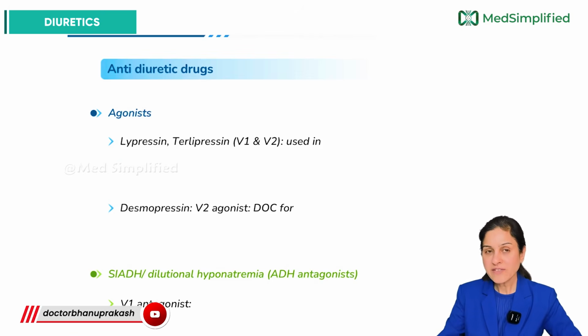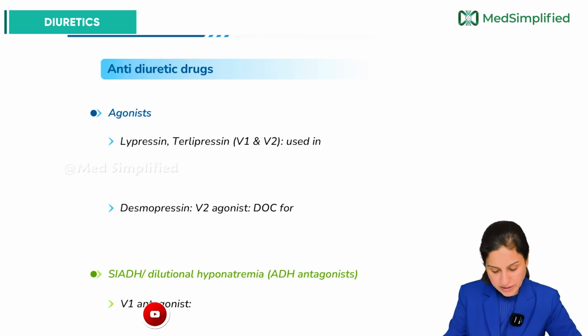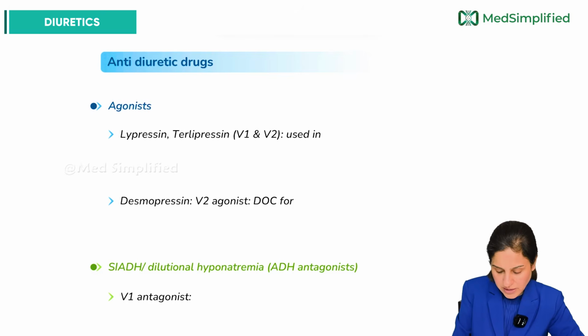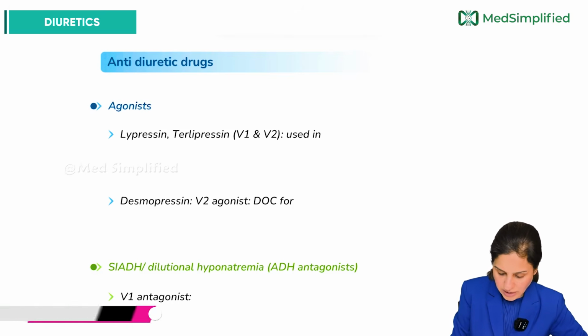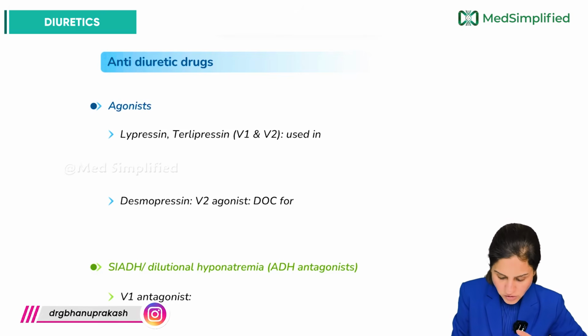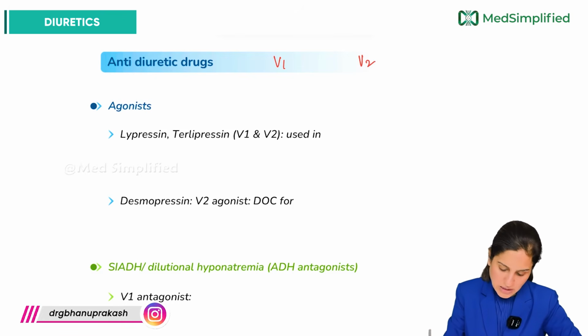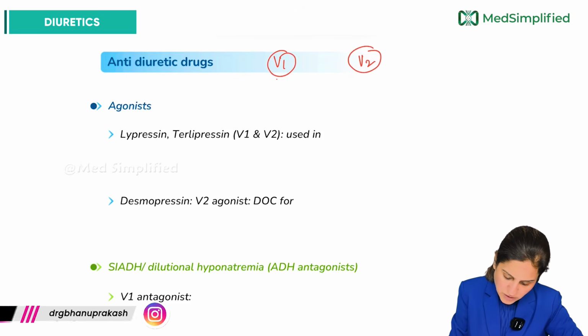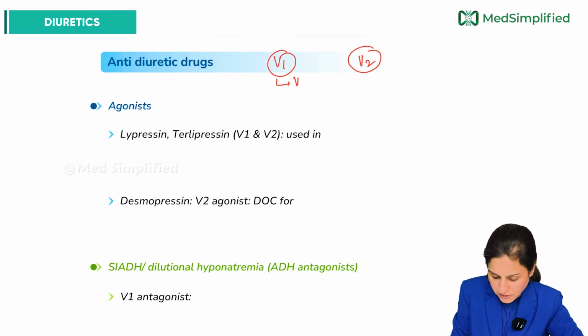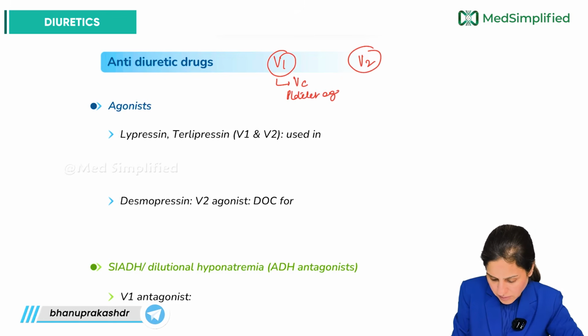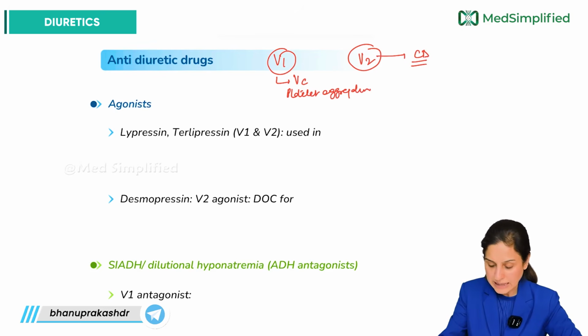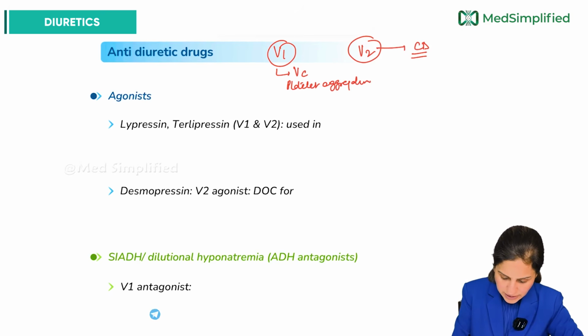So then we have a few lines about the antidiuretic drugs. Antidiuretic drugs, like ADH, antidiuretic hormone, are analogs of that. So we have vasopressin. We have two receptors, V1 and V2. V1 is mostly concerned with vasoconstriction and platelet aggregation. Then V2 is present in the collecting duct, and this is responsible for the kidney actions, whatever action on the renal system.